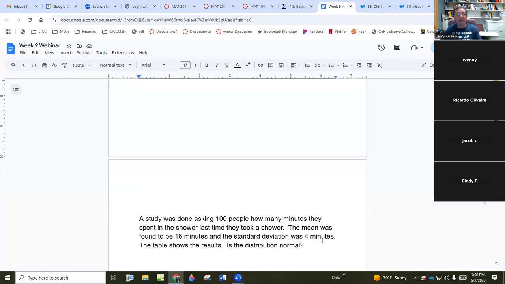Is the distribution normal? Remember that when we looked at the central limit theorem, if you know the distribution is normal, then we know the sampling distribution is normal. So sometimes you want to find out, is the distribution normal? And this is going to be a way to do it. This is one way.